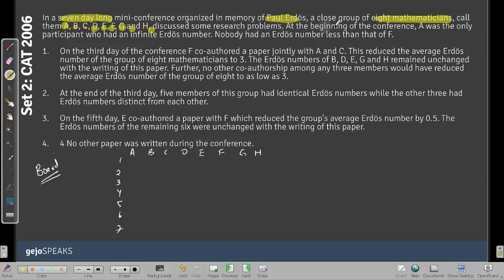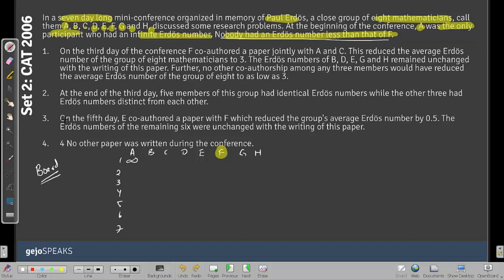Has discussed some research, but at the beginning of the conference, A was the only participant who had infinite Erdos number. So A had an infinite number, and nobody had Erdos number less than that of F. Nobody has Erdos number less than that of F. So F is the lowest. So what is now going to happen is whoever is going to work with F will have, let's say F has got Erdos number which is X. Whoever is going to work with F will have an Erdos number X plus 1. So the hero of our story apparently is F.